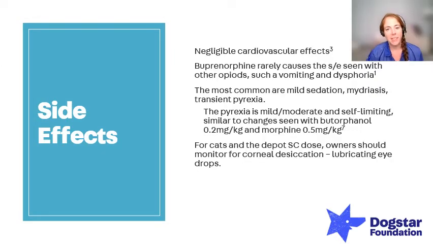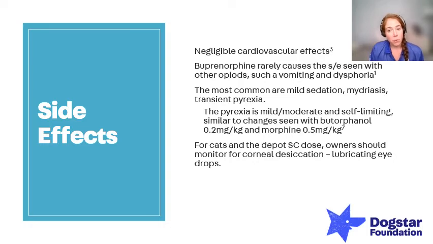So let's talk about side effects here. The great thing about buprenorphine is that there's very few side effects. I'll start first with cardiovascular effects, negligible. So your veterinary nurse or your veterinary assistant won't be appreciating many changes with their anesthetic monitoring due to the opioid, which is great. Opioids also can be used for very sick, very unwell patients, including patients that possibly are in shock, that have been involved in a road traffic accident. There's no reason to not give these pain relief medications, if they're available, to even very sick or very unwell animals.